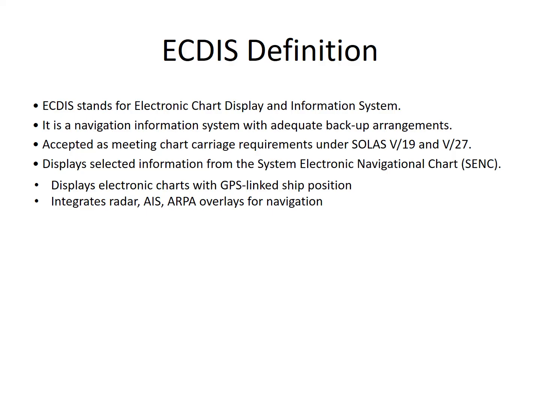ECDIS, or Electronic Chart Display and Information System, is a navigation information system with backup arrangements, accepted under SOLAS regulations. It displays information from the system electronic navigational chart and integrates radar, AIS, and ARPA overlays for navigation.